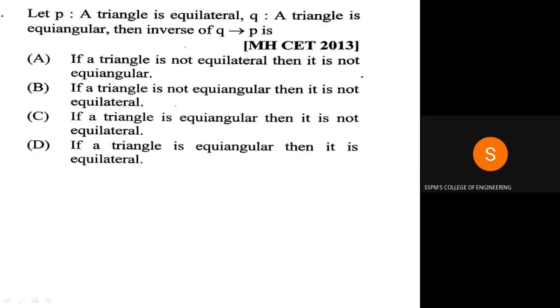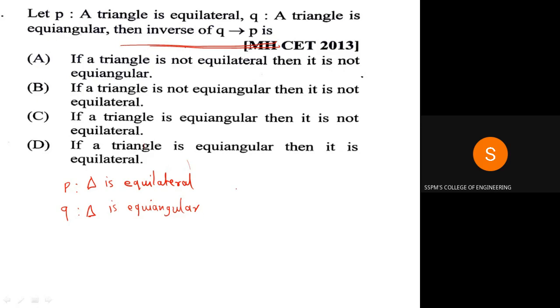Next example. What is given in the example? Let P be: a triangle is equilateral. Q is: a triangle is equiangular. And what is asked? The inverse of P implies Q. This question was asked in the 2013 exam. So the inverse of P implies Q is asked.